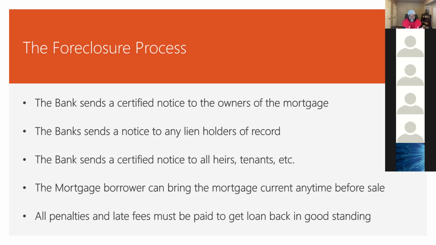if certain documents are not filed, they can go ahead with the foreclosure even though those other things are going on. But they usually like to just roll them up into one. If it's a probate, they'll roll it up to the probate. If it's a bankruptcy, they'll roll it up to the bankruptcy.